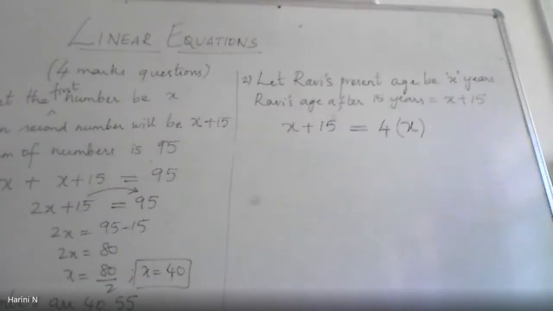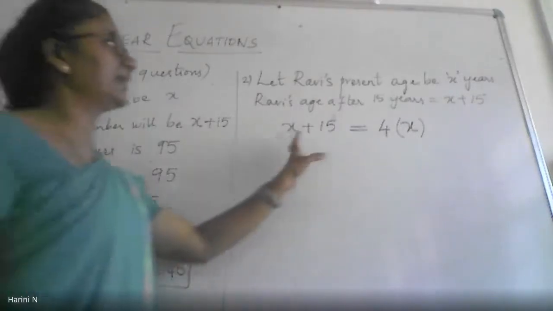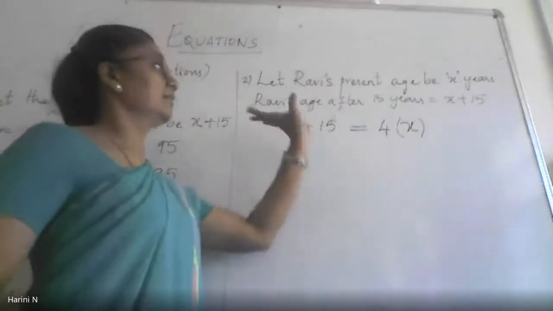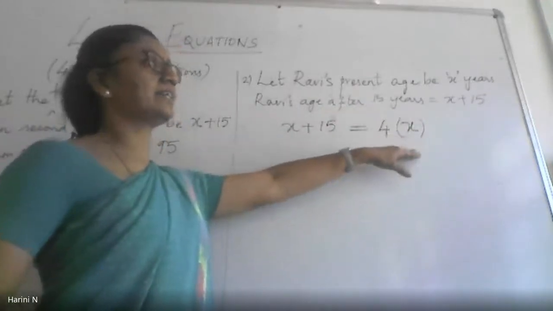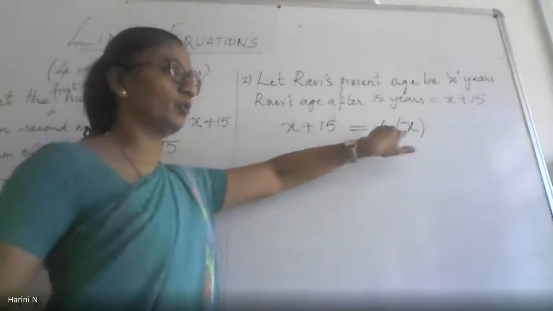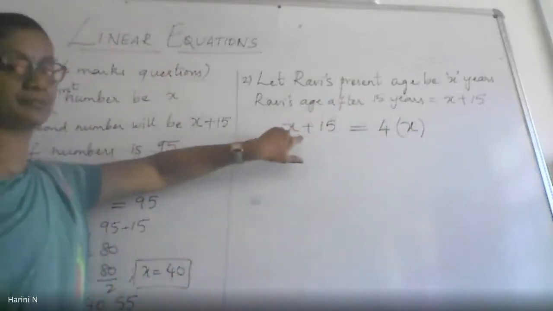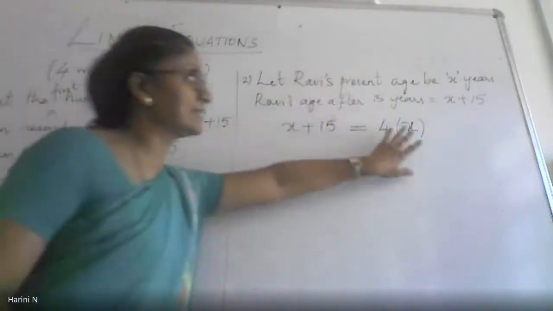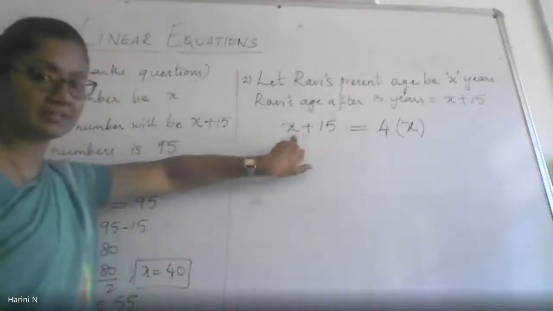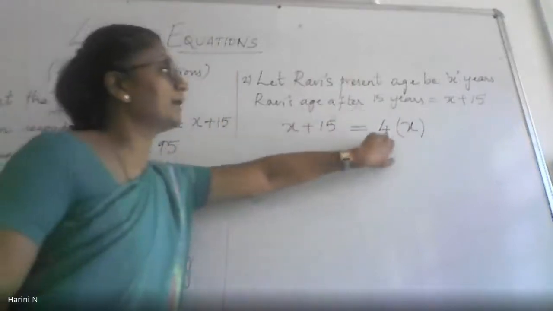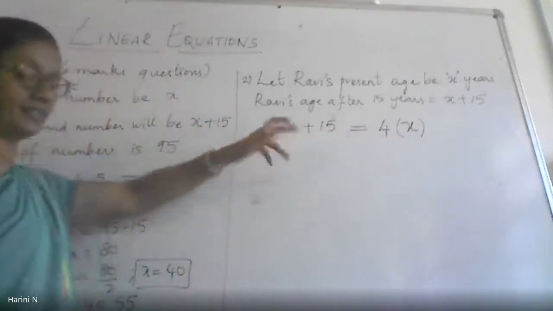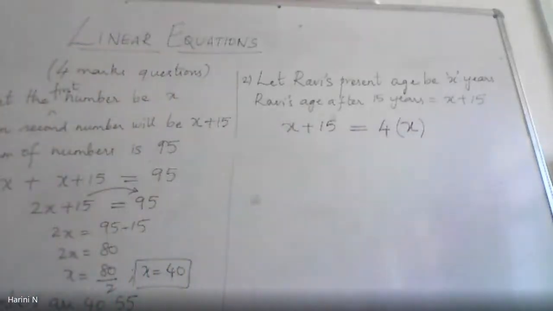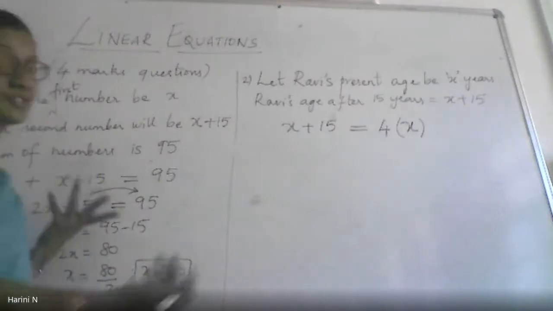Can you understand how I got the equation? I have only given the relationship between the age after 15 years and the present age. The present age, if it is multiplied with 4, I will get his age after 15 years. So his present age is x, his age after 15 years is x plus 15. So 4 multiplied by the present age is equal to his age after 15 years. That is all. Now you have an equation which you have to solve.